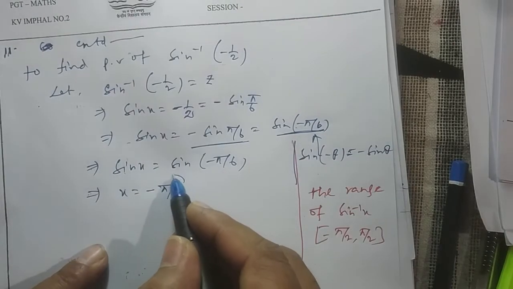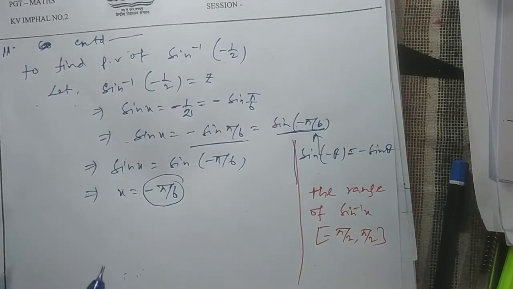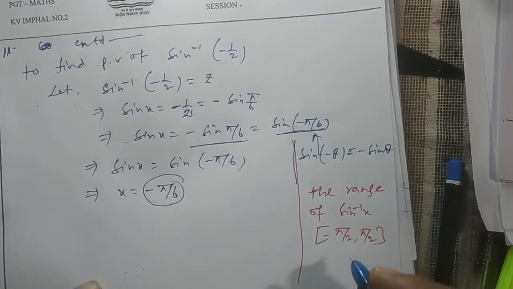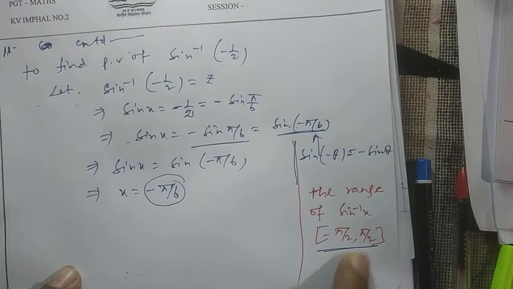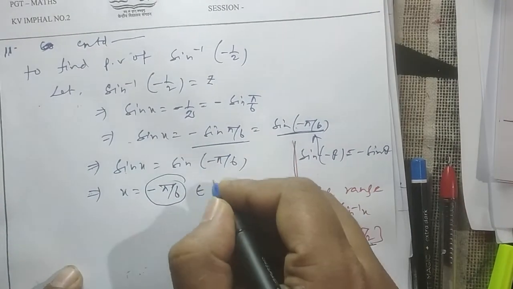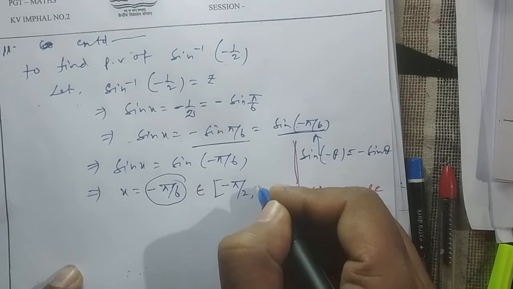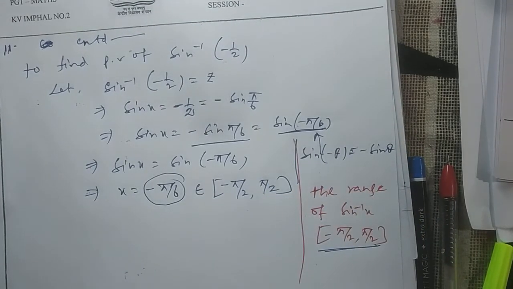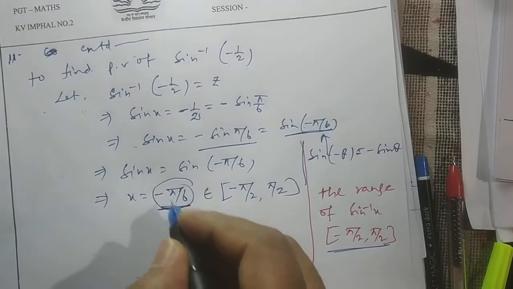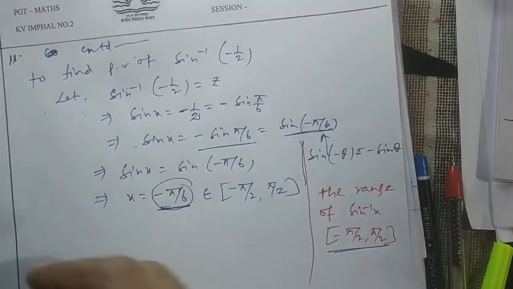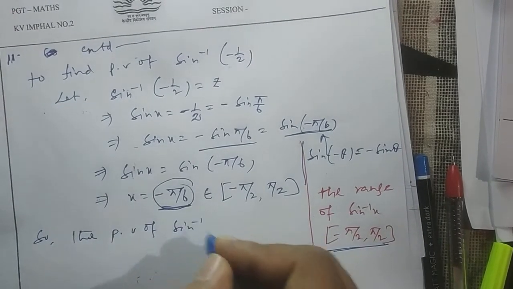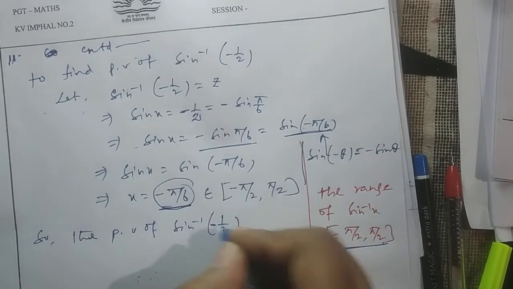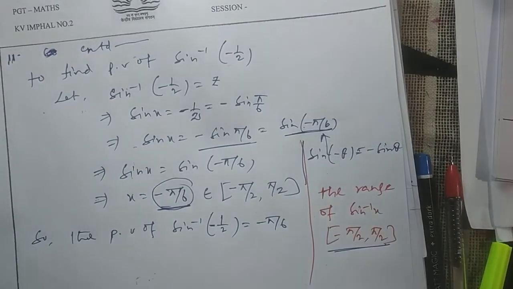Now we have to check whether this minus pi by 6 belongs to the range of sin inverse x or not. Yes, it is clearly seen. This minus pi by 6 belongs to the interval minus pi by 2, pi by 2, which is the range of sin inverse x. So it is the required PV of this ITF. So the PV of sin inverse minus half is minus pi by 6. Understood?